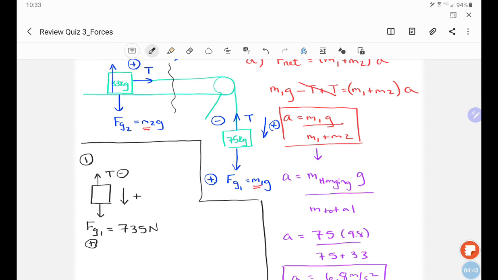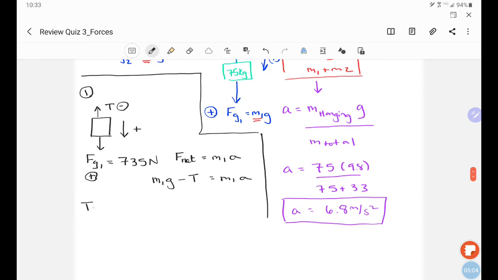So in order to find tension, we're going to just write out F equals ma for this mass only. So we have F net equals M1A. So that is M1G minus tension equals M1A. So tension is going to be M1G minus M1A. That will be our 735 minus 75 times 6.8. And that value that we get there is 224.6 newtons.